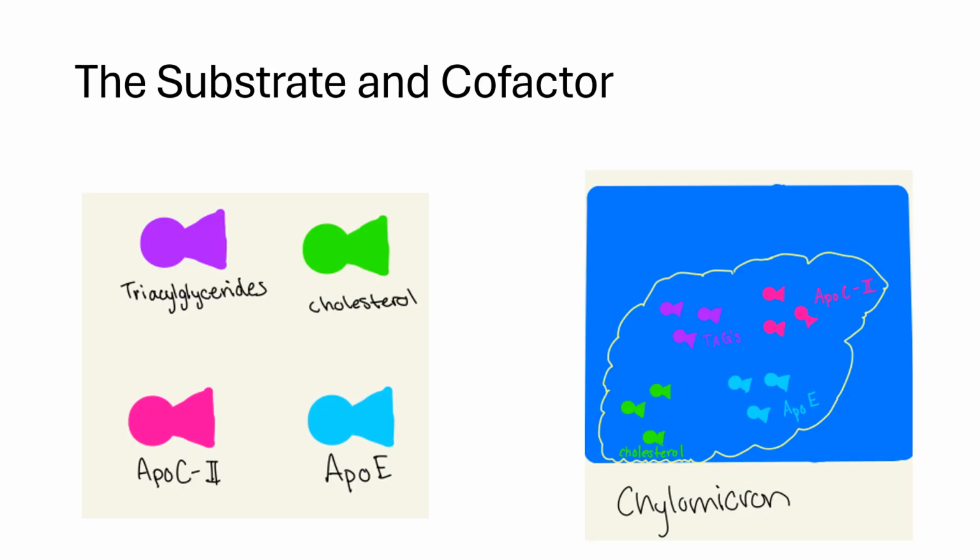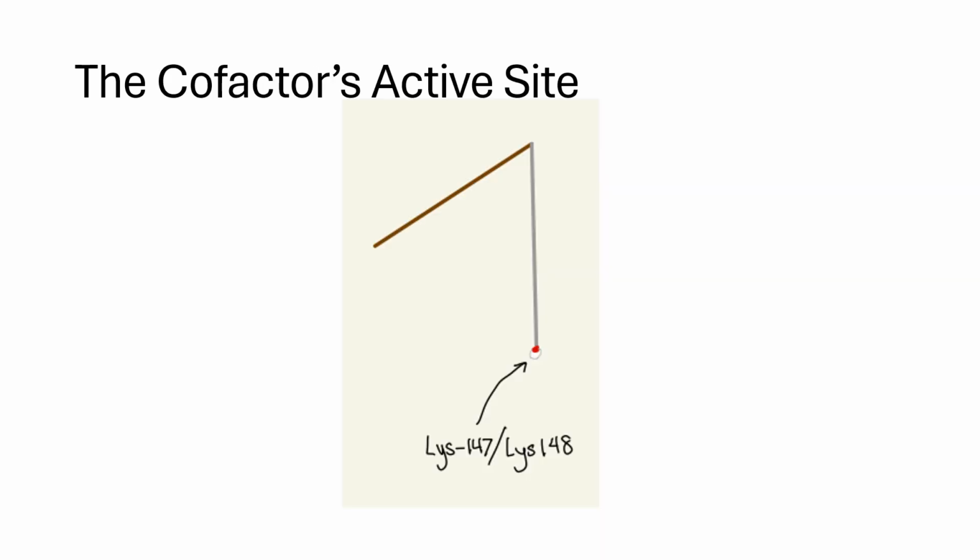LPL acts on a substrate called triacylglyceride. In order to activate this enzyme, ApoC2 is needed as a cofactor. Triacylglycerides, along with cholesterol, ApoE, and ApoC2, make up what is known as a chylomicron. ApoC2's active site is what is known as lysine 147 and lysine 148. This is just assumed, however, not proven.